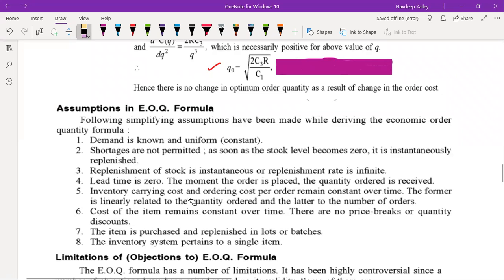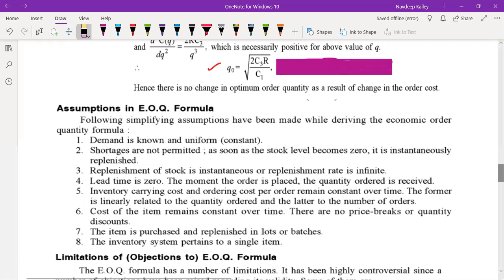The former is linearly related to the quantity ordered and the latter to the number of orders. The next is cost of the item remains constant over time. There are no price breaks or quantity discounts. The next is the item is purchased and replenished in lots or batches. The next is the inventory system pertains to a single item. These are the assumptions which we have made in our economic order quantity model.